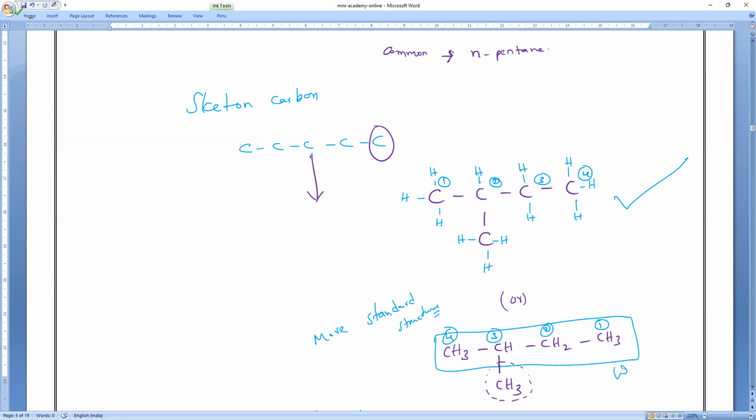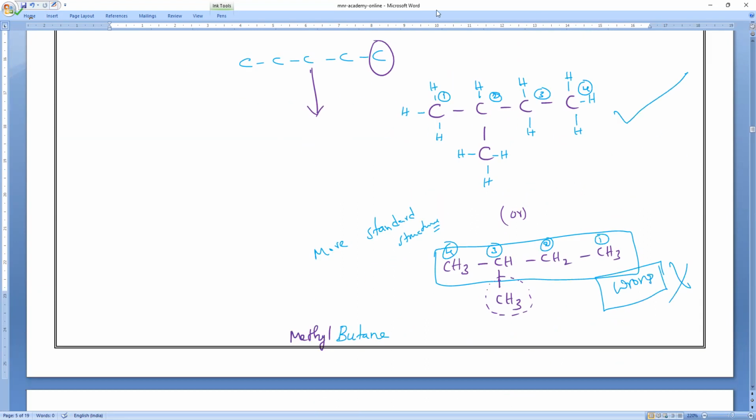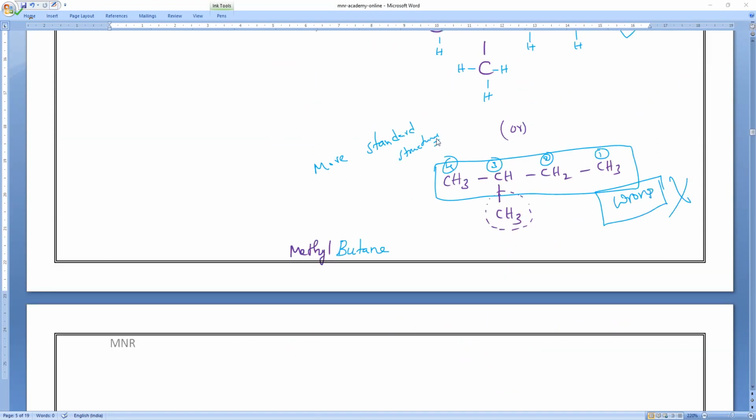So this is right or wrong? It is wrong. So always it will get the lowest one, the lowest possible number. That is what you have to remember. Are you clear, everybody? All of you?